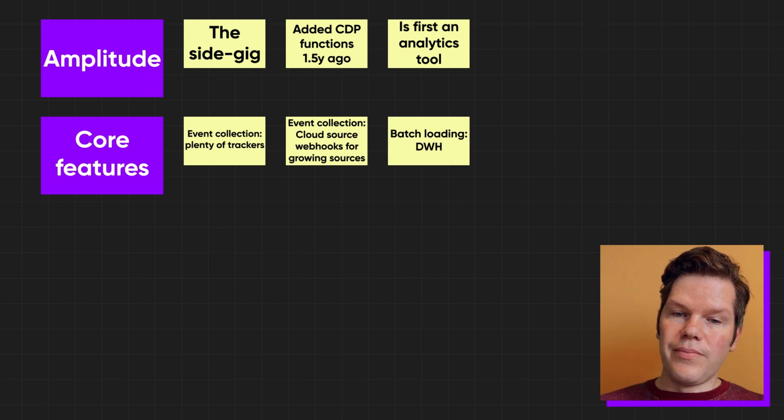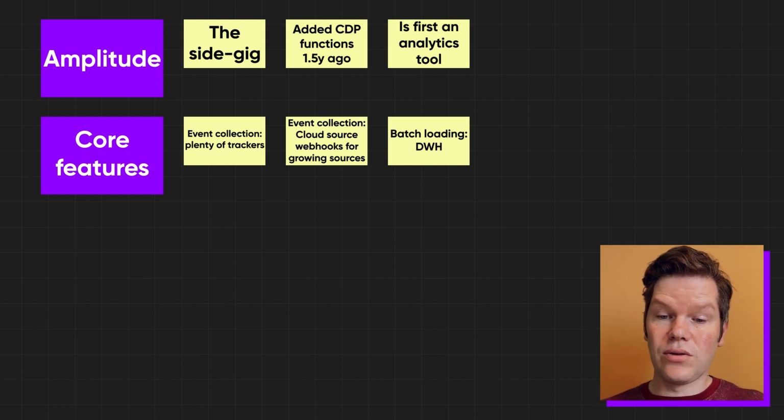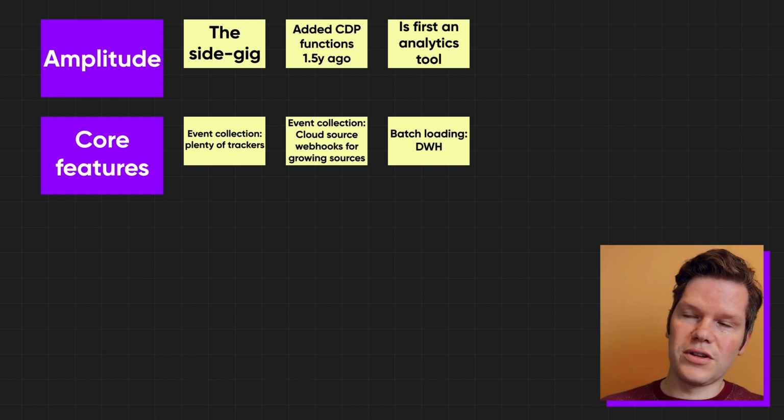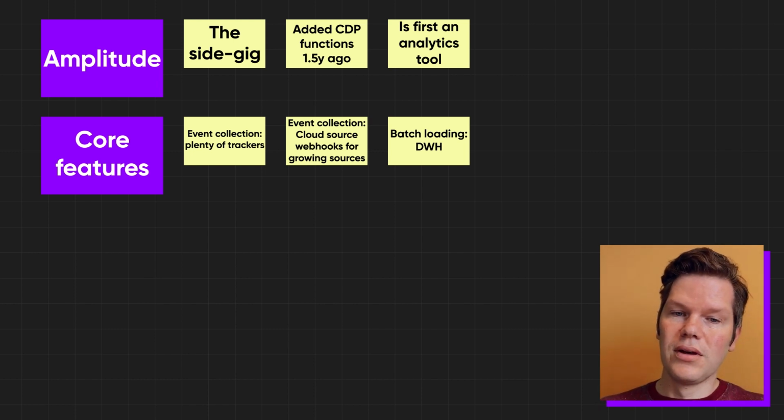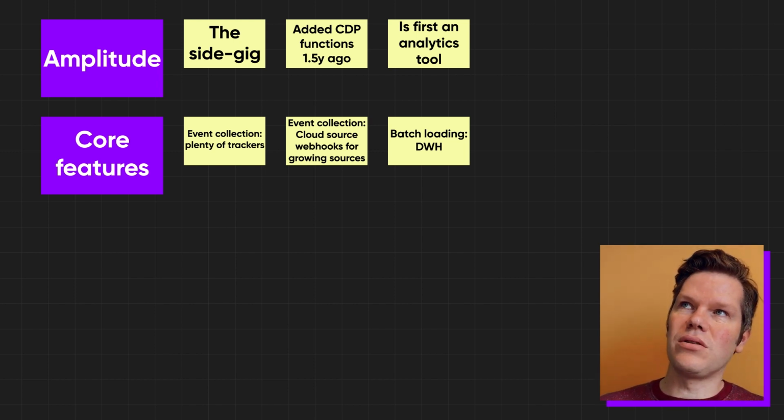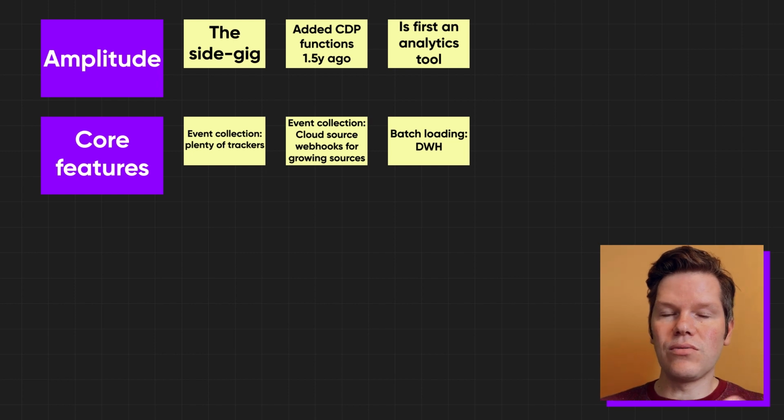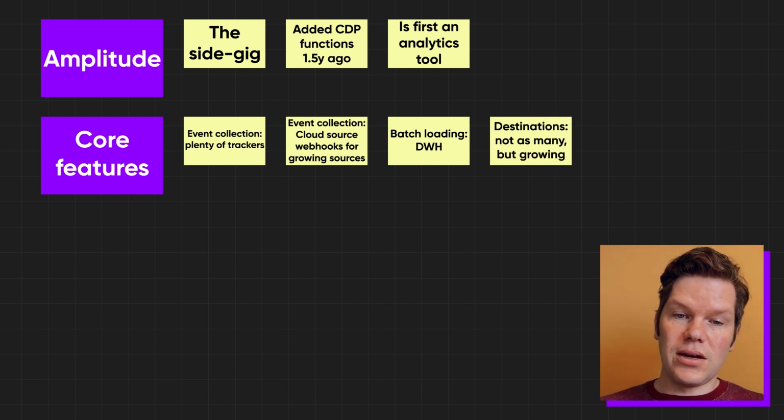Batch loading: they have something where you can connect your data warehouse to Amplitude and use it as a source for specific kinds of events that you load from a different place. So it's a different kind of process, but in the end, you can achieve the same thing. For example, they have batch loading from marketing platforms like Google Ads and Facebook. Destinations.